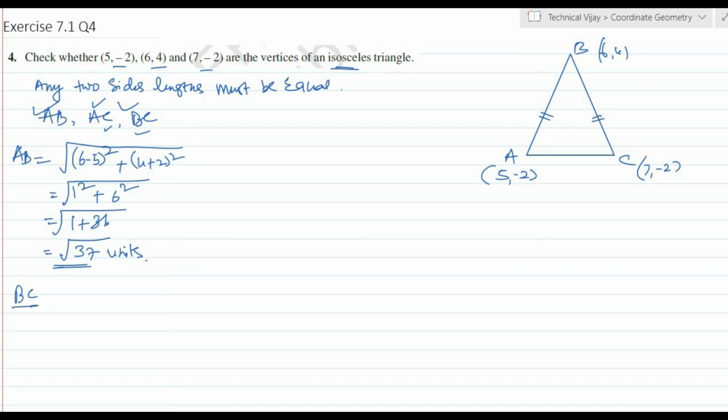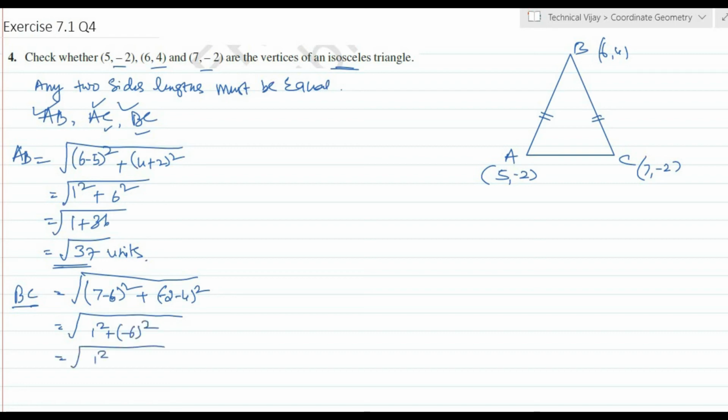BC means 7 minus 6. This is equal to the square root of (7 minus 6) square plus (minus 2 minus 4) square. So here 7 minus 6 means 1 square, plus minus 4 minus 2 means minus 6 square. This is equal to 1 square plus 36. So this is equal to 37.